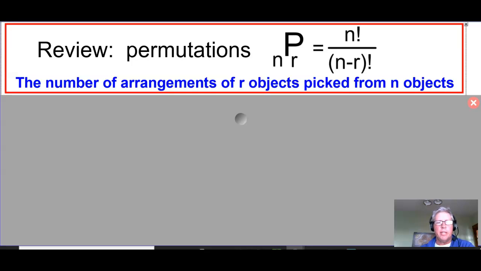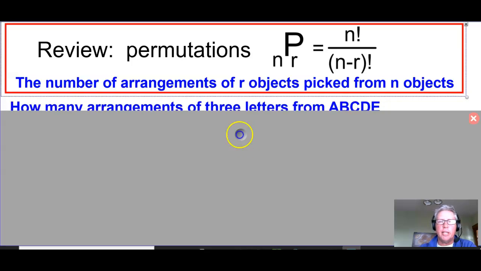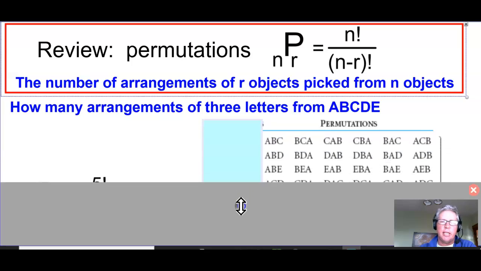This tool will give you the number of arrangements of R objects picked from N objects. The idea of arrangements is that you're counting the different orders. So people say order matters. What they're saying is you count different orders separately. So what can we do to this to mess around with? That is the question of the day.